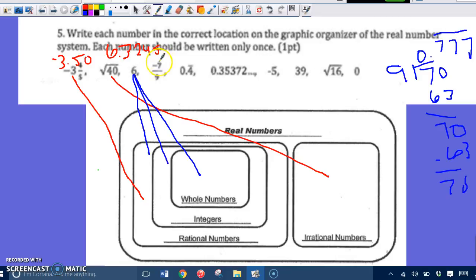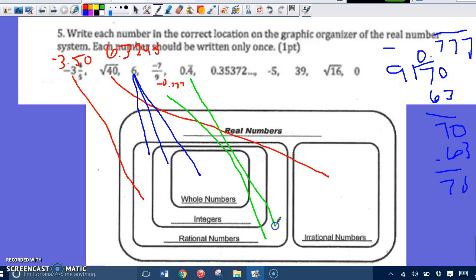I'm going to put the negative sign back on. So really what I have for this one, and I'll write it right here close to it, is negative 0.777, okay? But it's repeating. So it makes sense. Even though we don't like negative numbers, they make sense. So this one is going to go in our rational number area, okay? So is this one, because it's repeating.